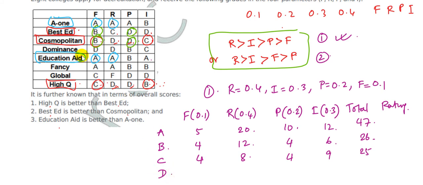D will be 20 into 0.1, that is 2. Then 20 into 0.4, that's 8. Then 40 into 0.2 is 8, and 30 into 0.3 is 9. So 16 plus 9, 25, and 2, 27.